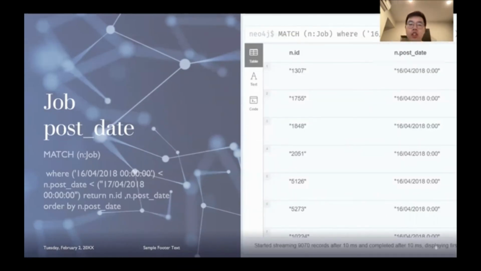Here are the questions. When we're looking for a job, the job post date is very important. Using the tables, we can find the jobs which were posted in a period of time. Here we can see we found the jobs which were posted between 16 April and 17 April in 2018.